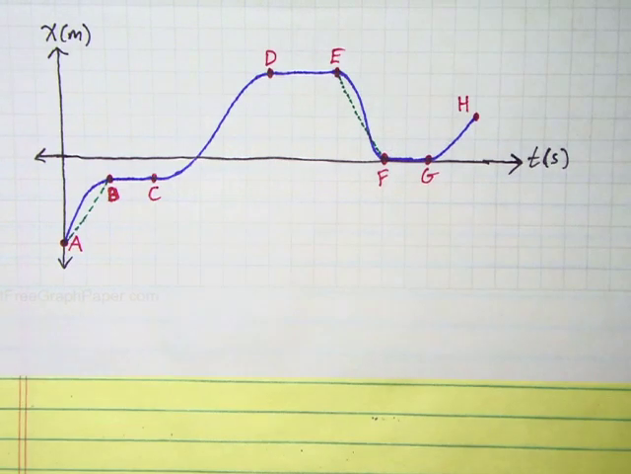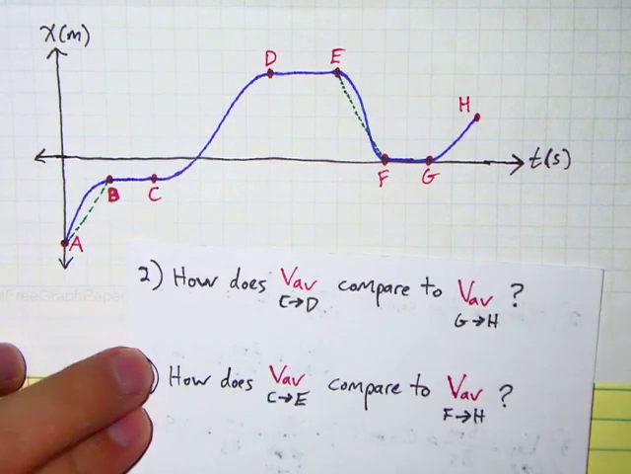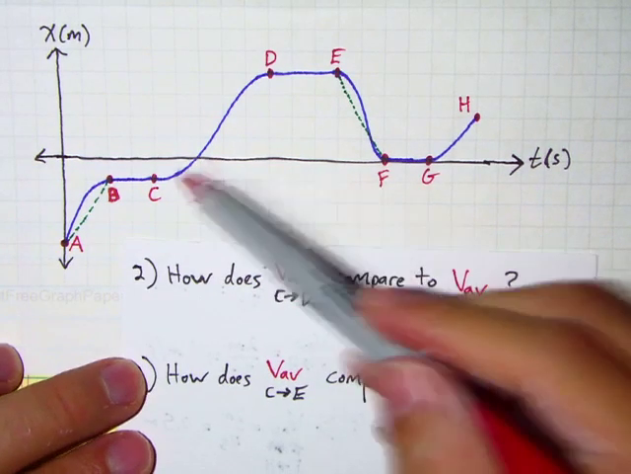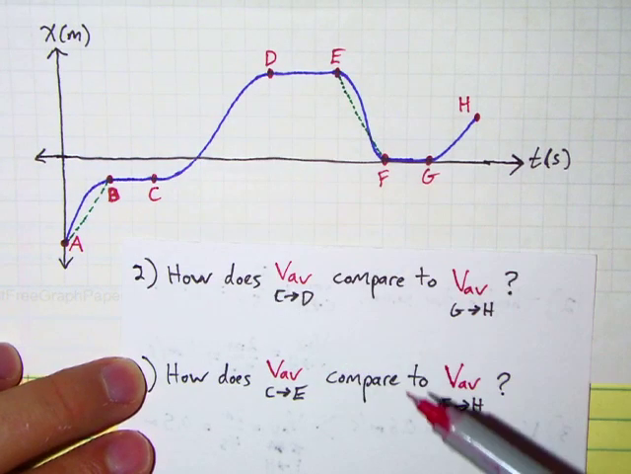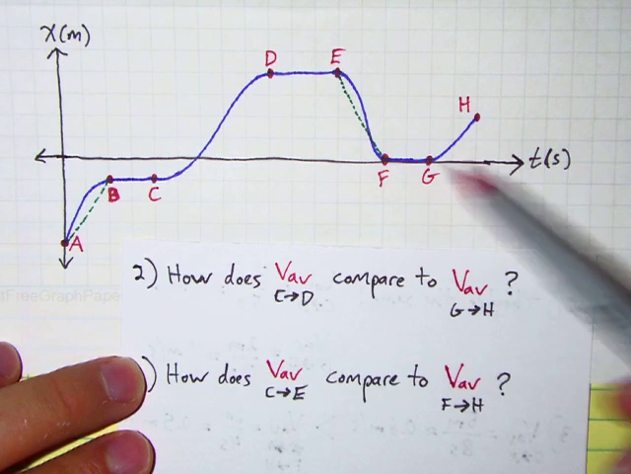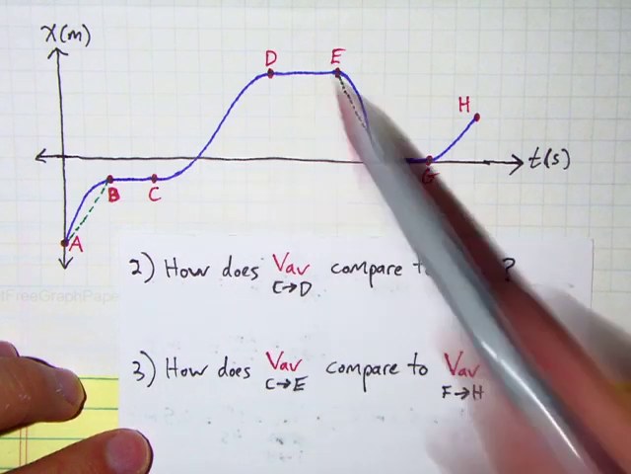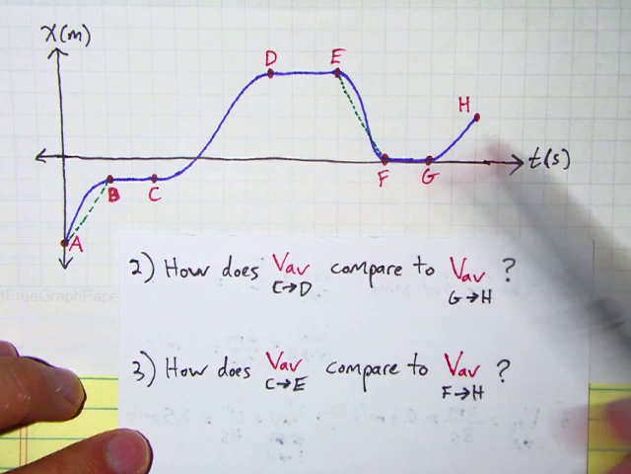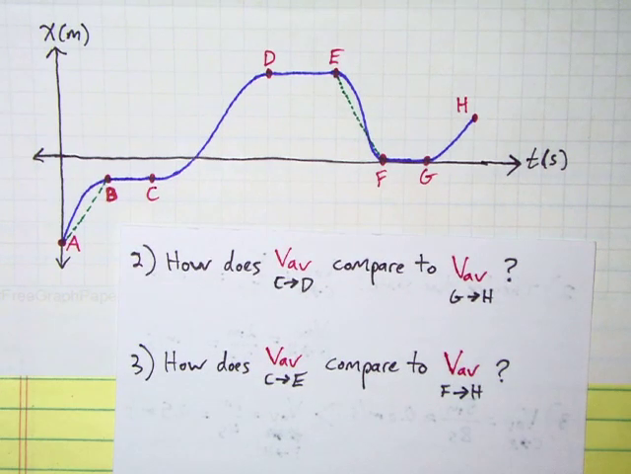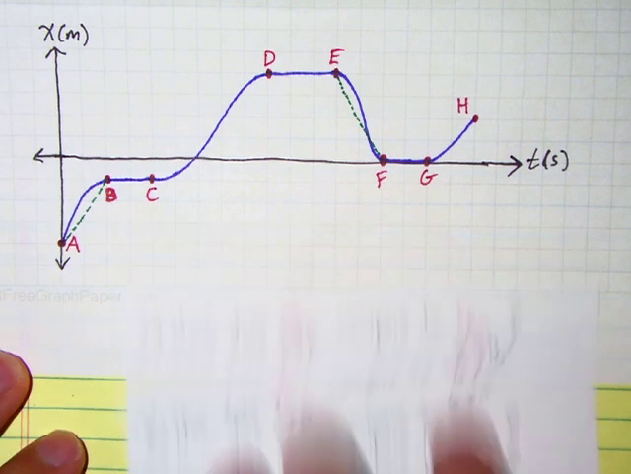A couple more questions. How does the average velocity from C to D compare to the average velocity from G to H? Also, how does the average velocity from C to E compare to the average velocity from F to H? Pause the video, think on that for a moment. Ready?